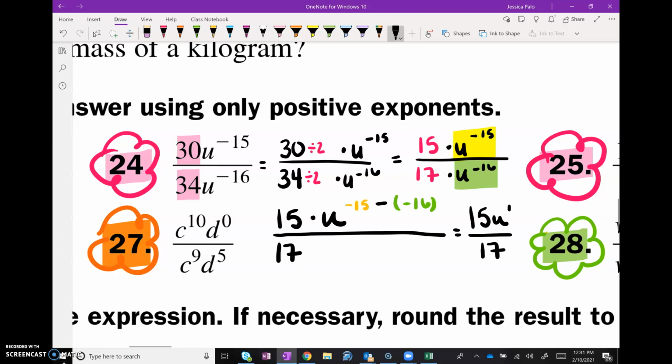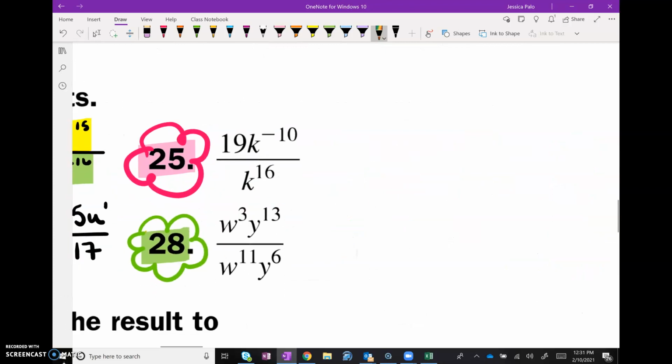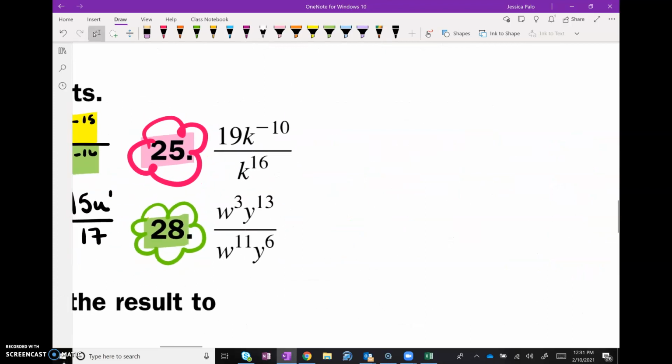There are no negative numbers in this problem, no negative exponents in this problem, so number 24 is finished. You can put a star on number 24. It's correct. Our last problem is number 25. Spoiler alert, we're going to have to revisit this one.